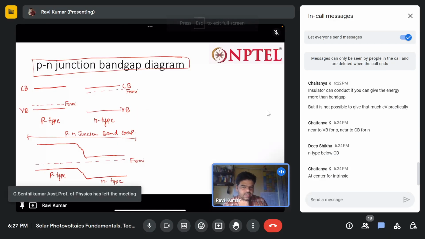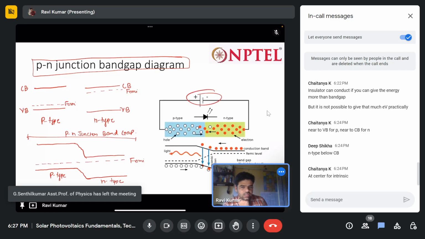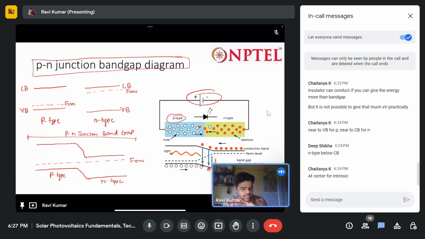Same here, you can see in this picture, this is the p-type, this is the n-type, and this is the p-n junction band gap.